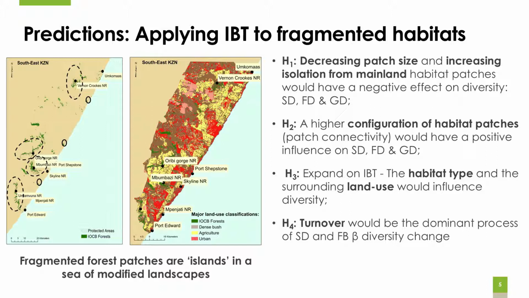We expand further on that by also looking at the land use mosaic, so the specific habitat type, in our case indigenous forest, thicket and dense bush, and also taking into consideration the land use that forest patch falls within. And then finally looking at change in diversity, so beta diversity, and whether turnover or nestedness is responsible for the patterns of change.